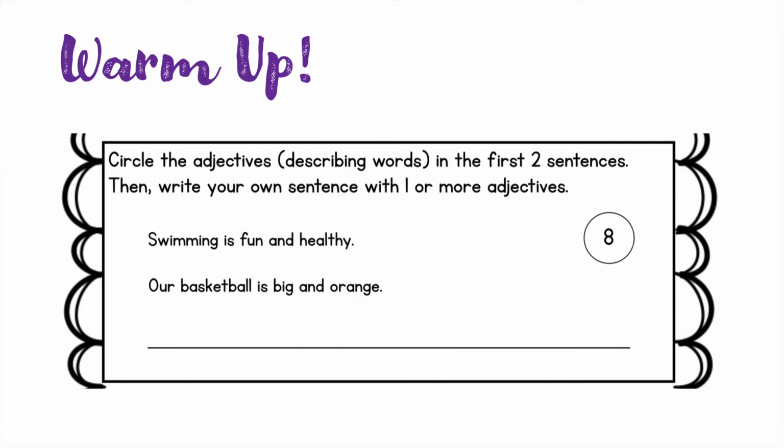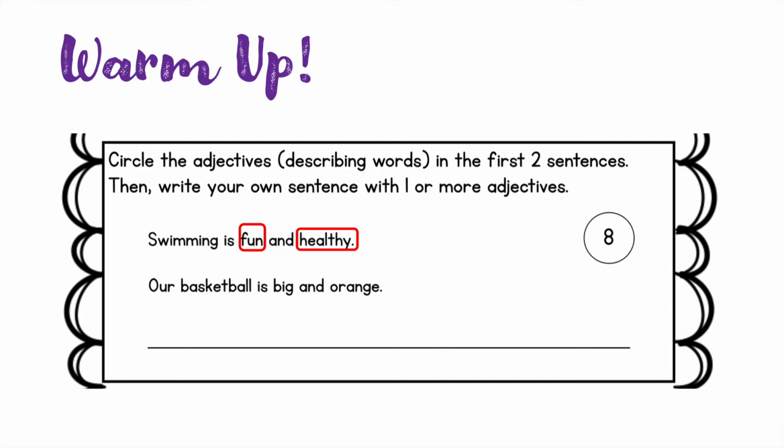All right, writers, go ahead and stop. Let's go ahead and read the first sentence. It says, swimming is fun and healthy. What are the describing words? Which words are the adjectives? Let me read it one more time. Swimming is fun and healthy. Yes, the adjectives would be fun and healthy. That is the way the author is describing swimming.